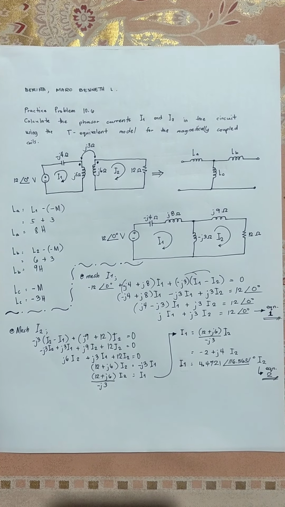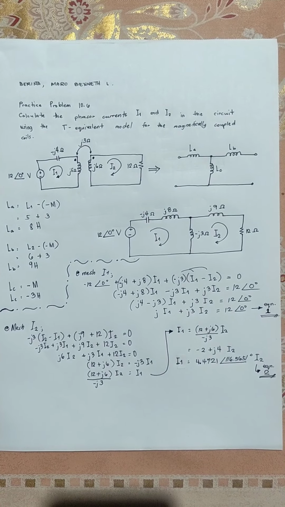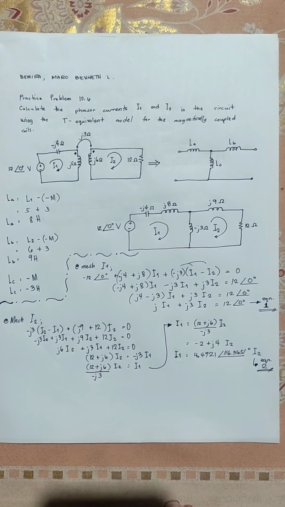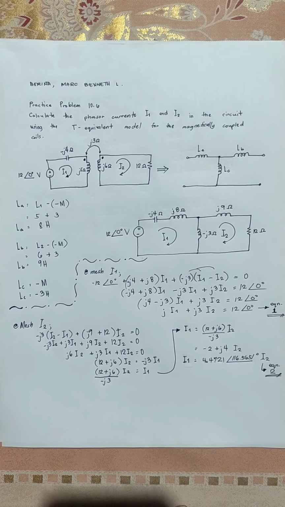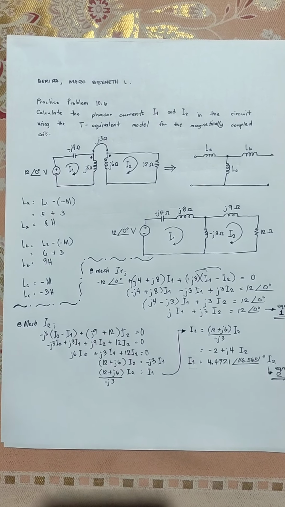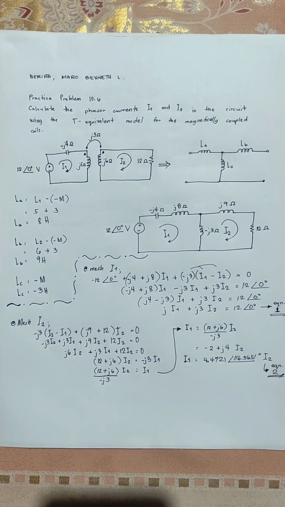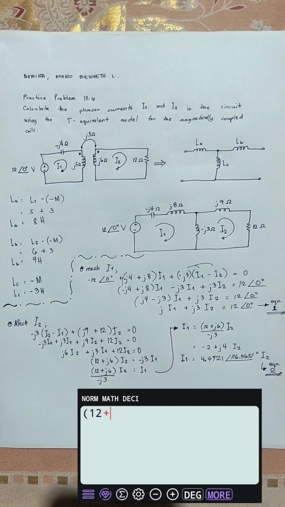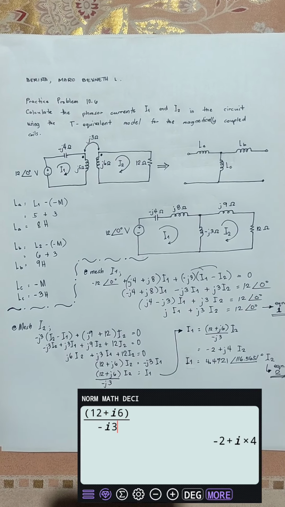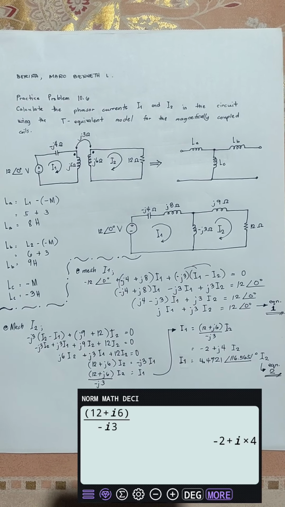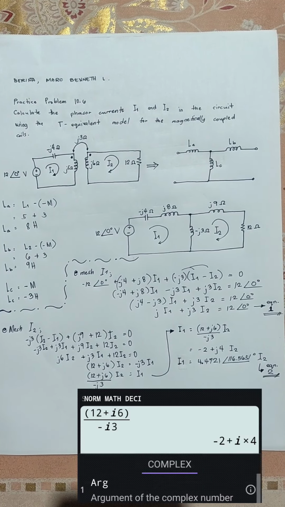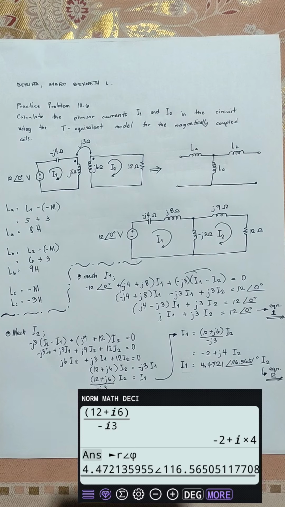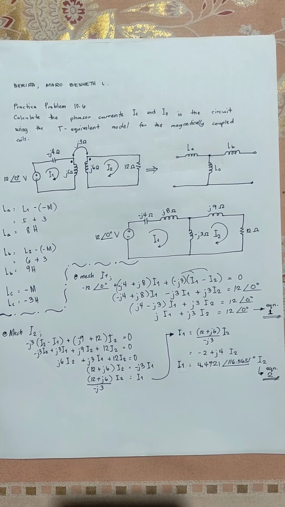We will transpose the positive j3 I1 to the other side of the equal sign and it will become -j3 I1. Since j6 and 12 are like terms, we can say that quantity (12 + j6) I2 is equal to -j3 I1. To get the value of I1, we divide quantity (12 + j6) I2 by -j3. To simplify, we get (-2 + j4) I2. In polar form, I1 is now equal to 4.4721∠116.5651° I2. That is our equation 2.